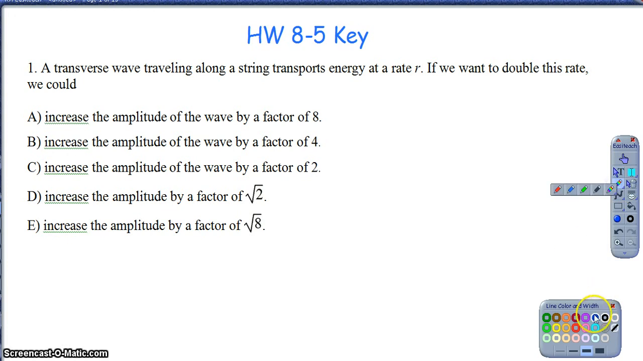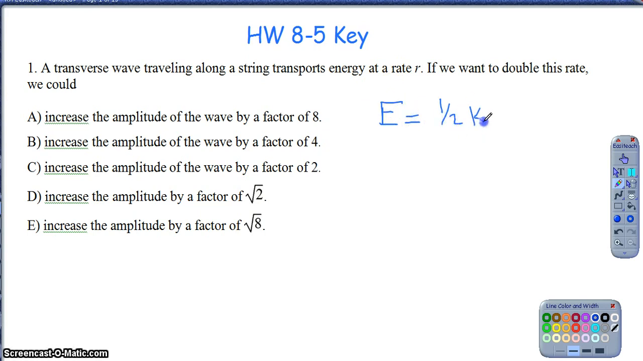Okay, so let's start off here, part 1 of homework 8-5 with question 1. Question 1 asks us if we want to double the rate of energy transfer. Right, so if I want to double that rate of energy transfer, well, the easiest way to double the rate of energy transfer is to double the energy.